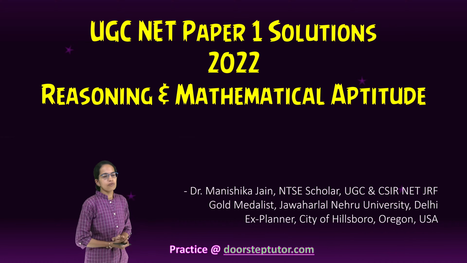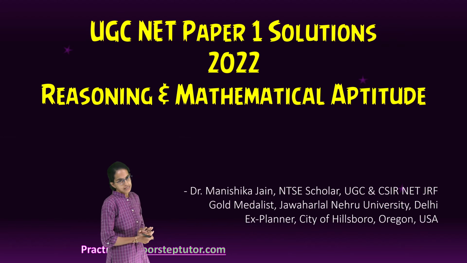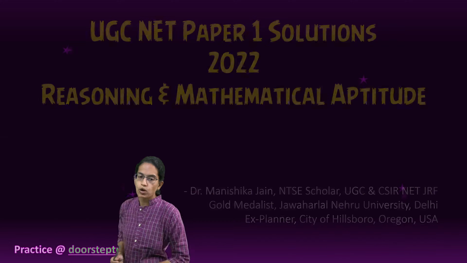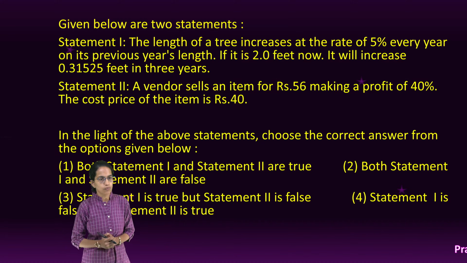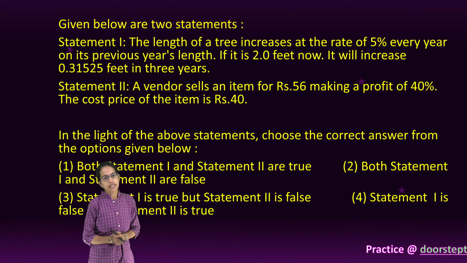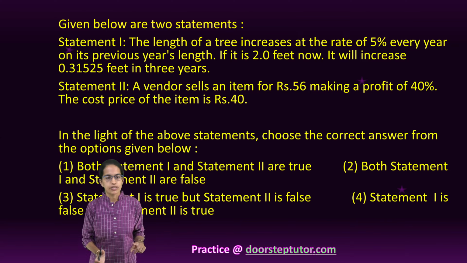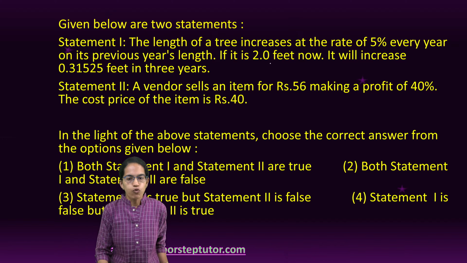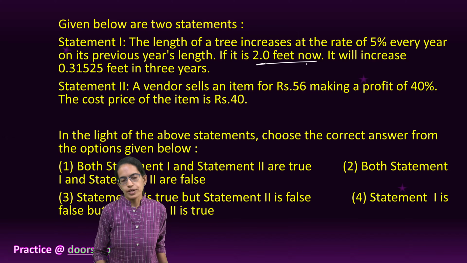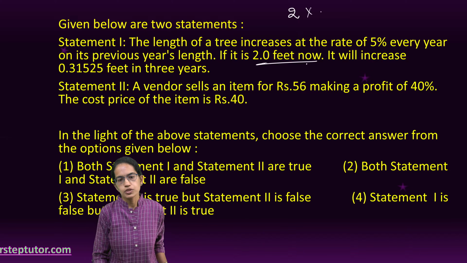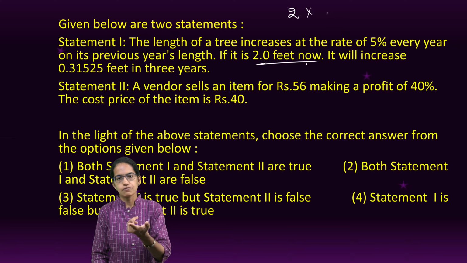Welcome. In this session, we will talk about reasoning and mathematical aptitude questions for NET Paper 1, the 12th October 2022 paper. Now, there are two statements. The length of the tree increases at a rate of 5% every year on the previous year. If the initial was 2 feet, right? So it's 2 feet, it would increase 5% every year.